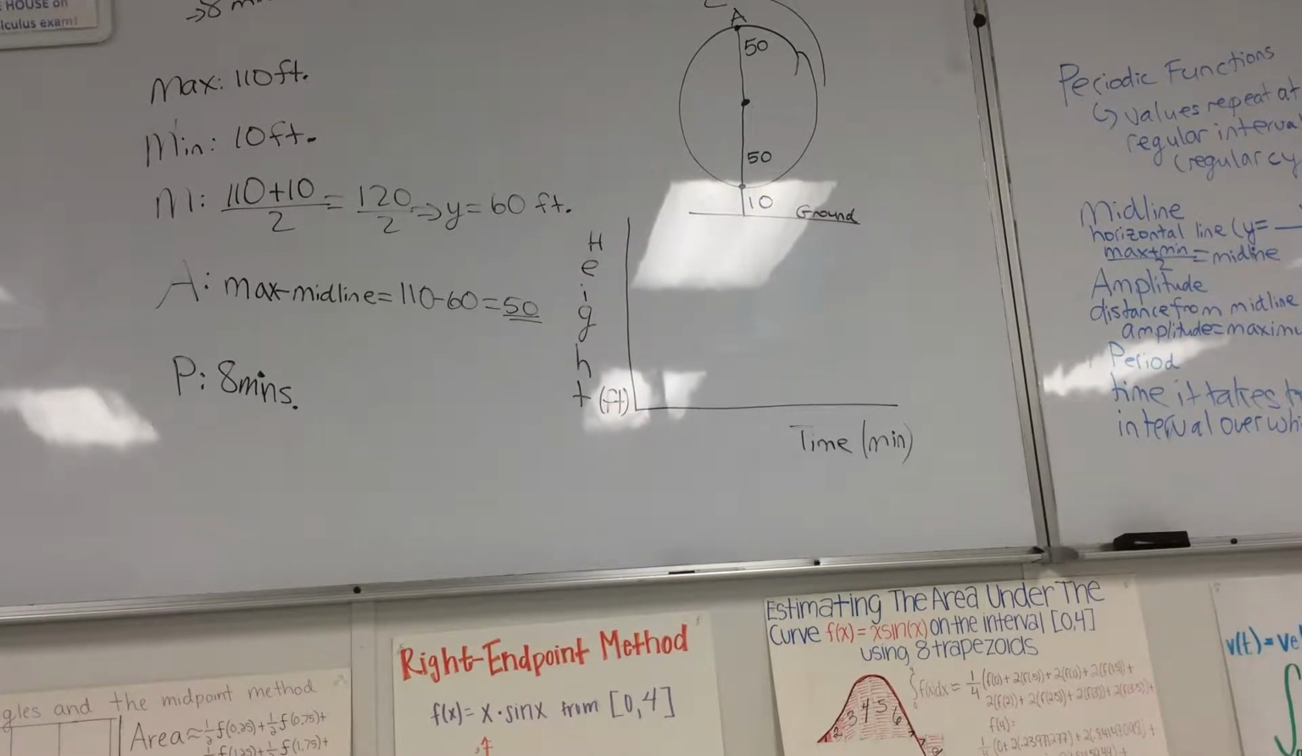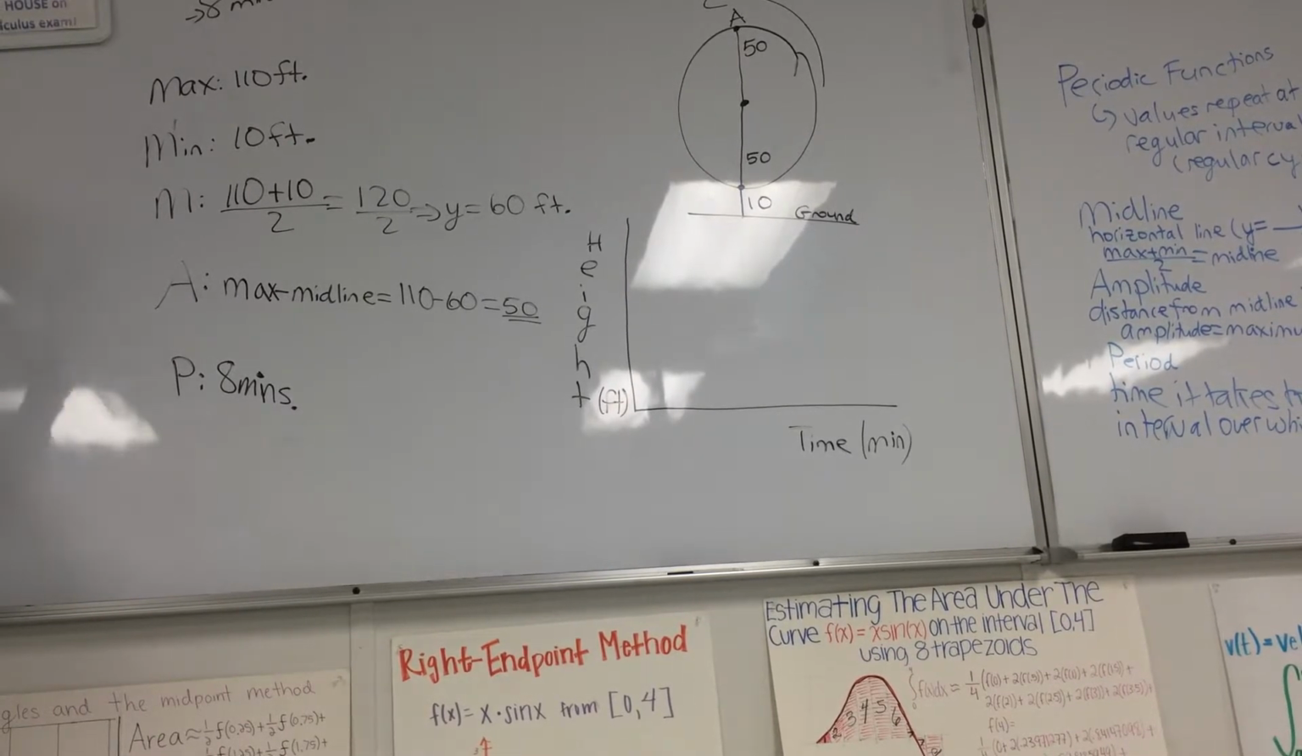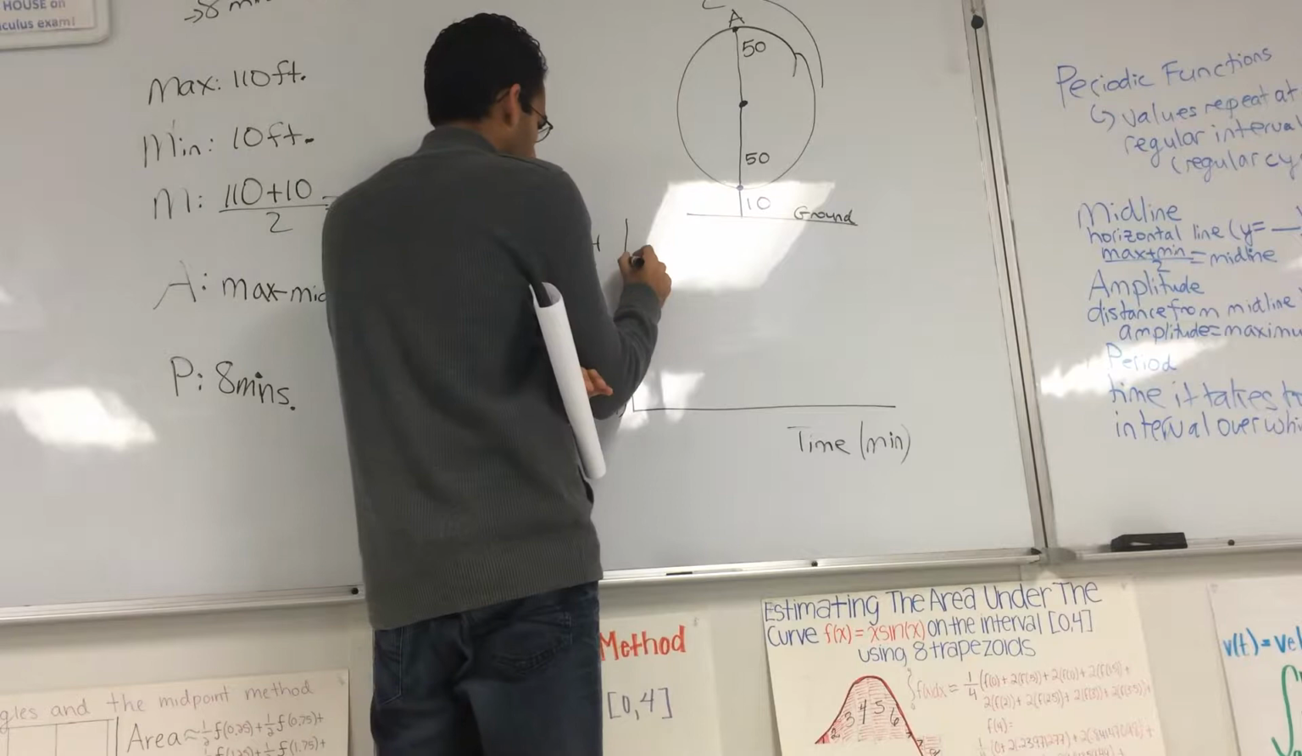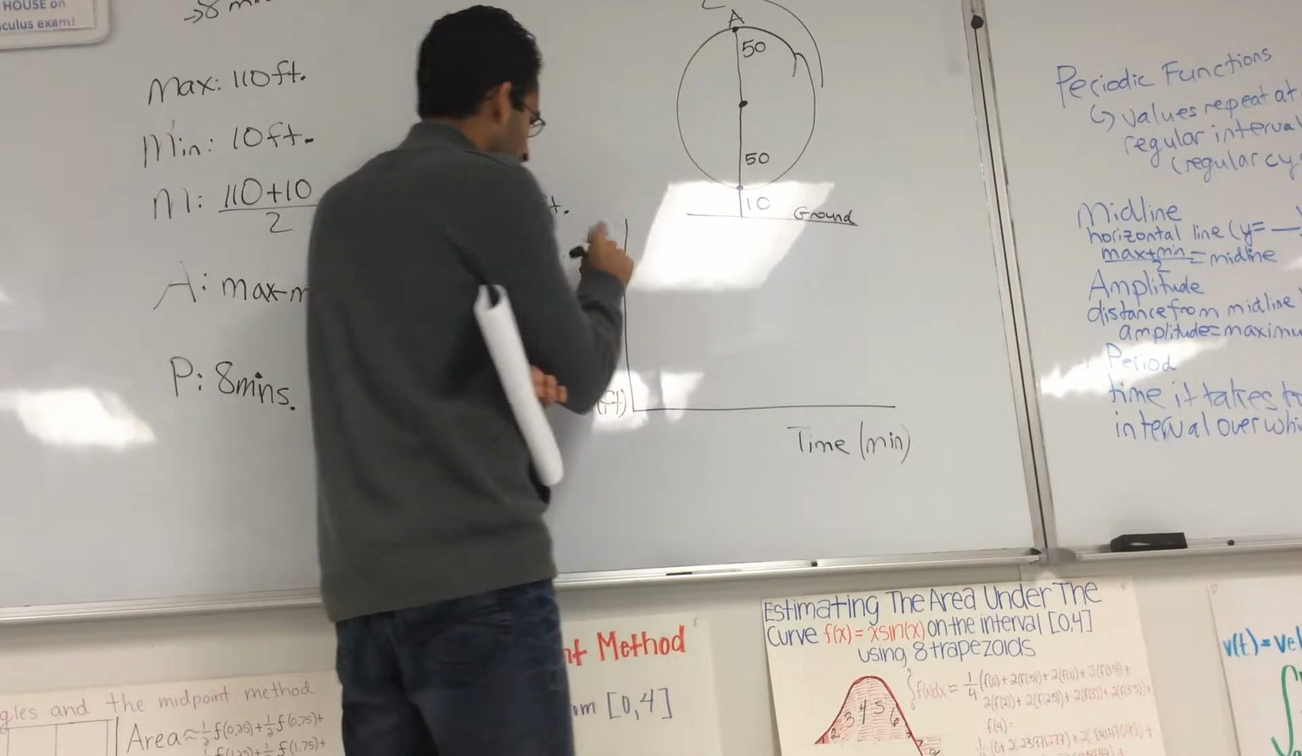160 feet. How'd you get that, Mio? 50 plus 50 plus 10. Is equal to what? The max height. Which is equal to? 110. Oh, sorry. Okay, yeah, 110. Sorry, I thought I heard 160. Oh, okay, gotcha. Got it.